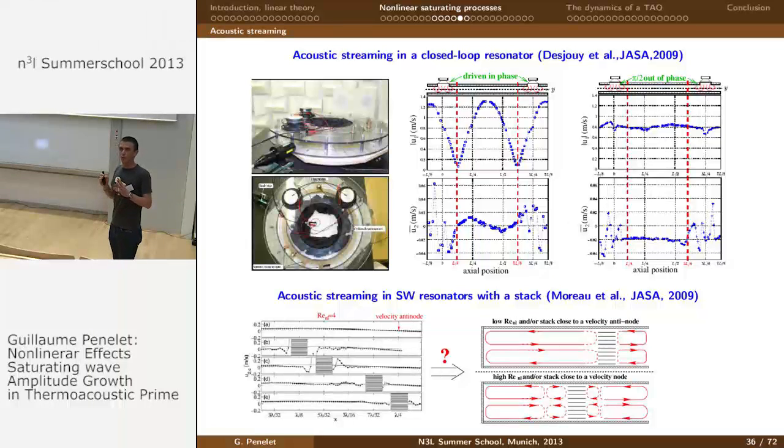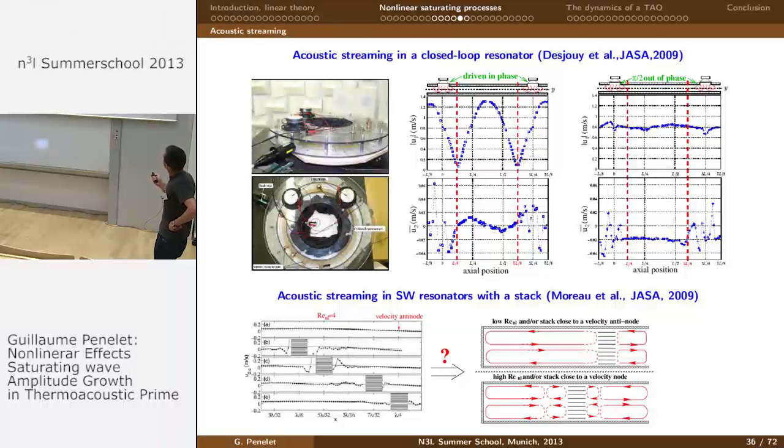But actually, the main reason why I wanted to show you these results is what we observe here for the distribution of acoustic streaming. We can see that it's very complicated, and this is due to the fact that we have a geometrical singularity close to the loudspeaker. So the geometrical singularity itself is a source of acoustic streaming generation.